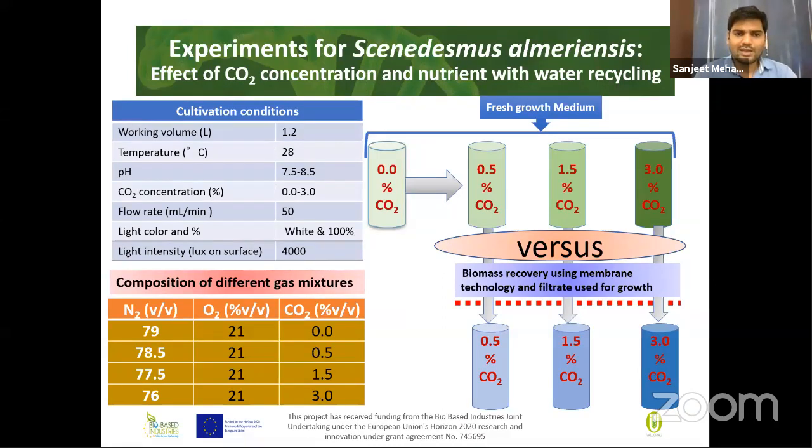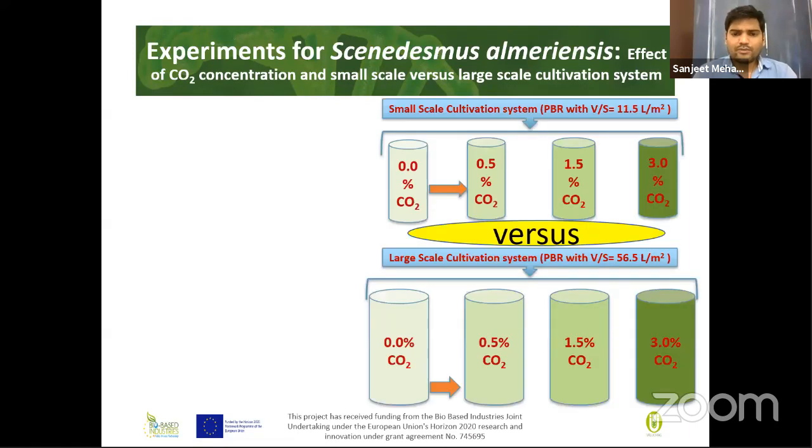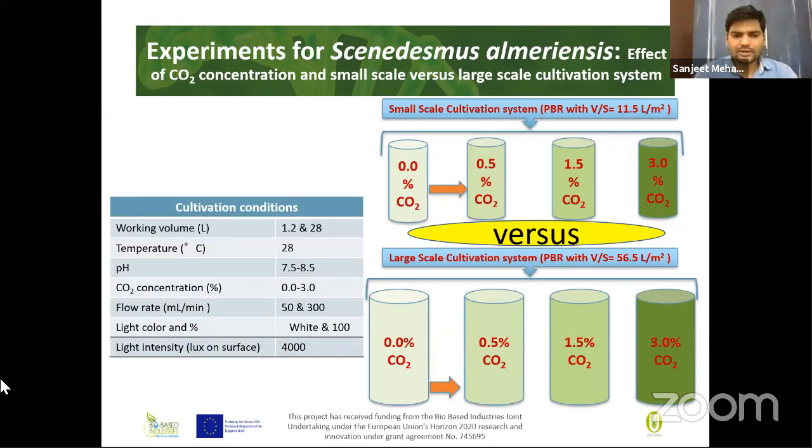The second experiment was a comparison of small scale versus large scale cultivation systems for biomass productivity. Firstly we grew the microalgae in the small scale cultivation system, then we compared the results with the large scale cultivation system, because we have to demonstrate these results at pilot scale for commercialization of this process. In this we also used the optimized fixed parameters from the earlier experiment.